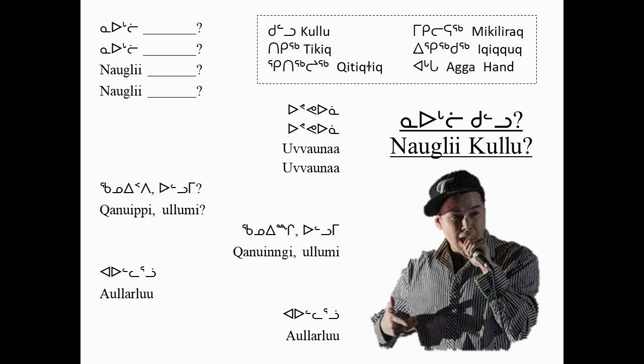Naugli mikilera, naugli mikilera, uvvauna, uvvauna, kanuipi ullumi, kanuingi ullumi, aula lu, aula lu. Naugli ikkikko, naugli ikkikko, uvvauna, uvvauna, kanuipi ullumi, kanuingi ullumi, aula lu, aula lu. Naugli agga, naugli agga, uvvauna, uvvauna, kanuipi ullumi, kanuingi ullumi, aula lu, aula lu.